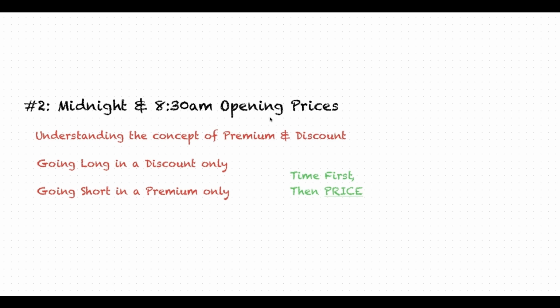When the price is really cheap for the day, smart money is going to look for longs only, while retail are going to chase the price lower. So we want to go long in a discount and we want to go short in a premium. So what does that mean? We want to go long whenever the price is beneath both opening prices, and we want to go short whenever the price is above both opening prices, right? Time first, then price.